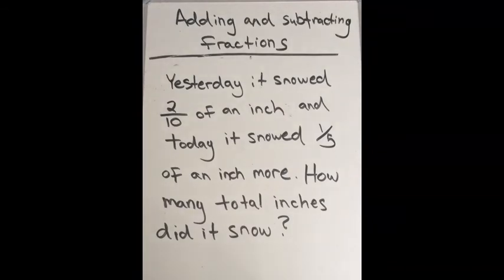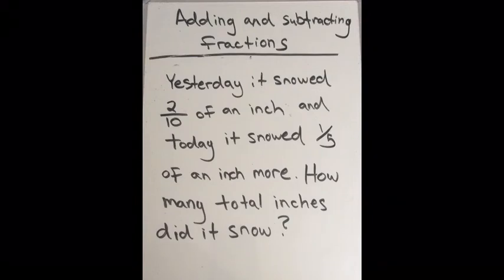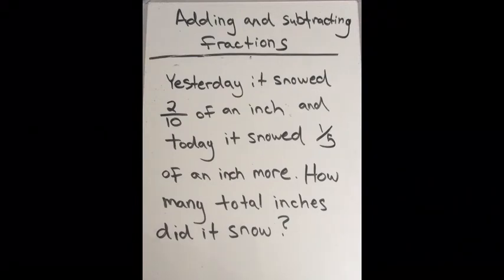What I'd like you to do is pause the video and consider this. I recommend writing it down and annotating, meaning circling numbers, putting a box around keywords, and underlining the question. That way we can figure out what this word problem is telling us, and how we can use that to figure out what we should do.